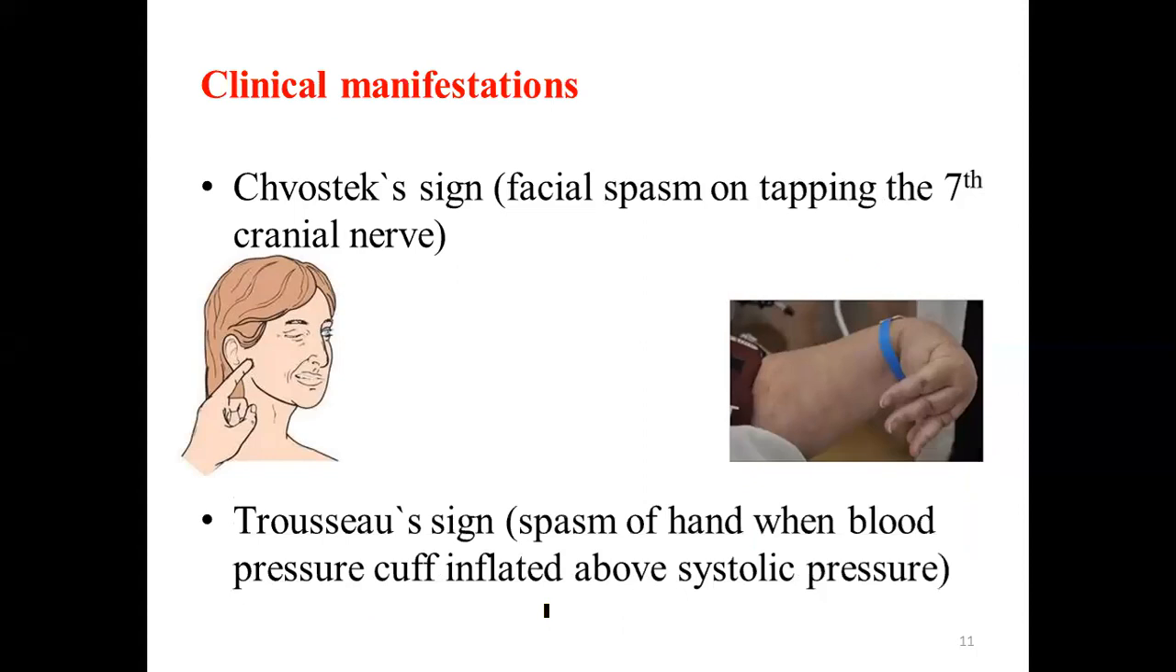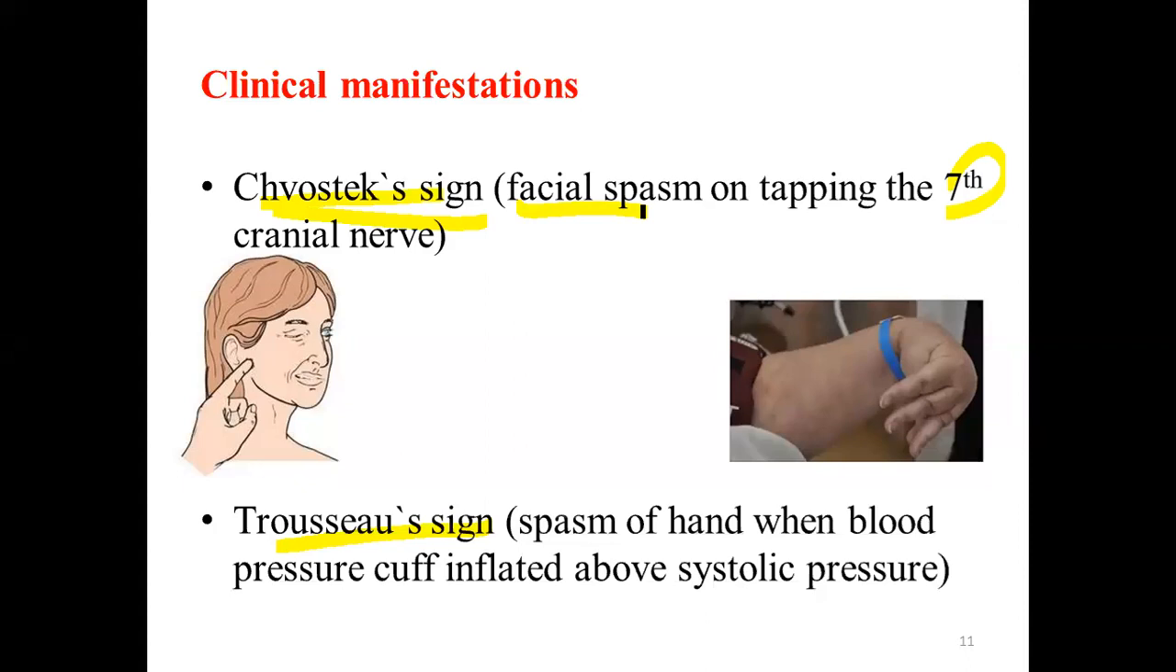Then apart from that, there are two signs, Chvostek's sign and Trousseau's sign. Those are very common signs when someone is having hypocalcemia, but they are not common tests in practice. When you tap the facial nerve, which is cranial nerve 7, you will see facial spasm because of hypersensitivity.